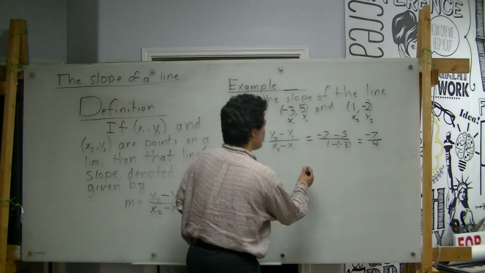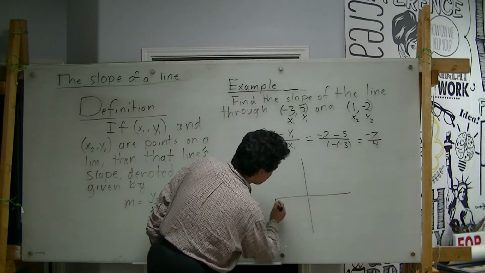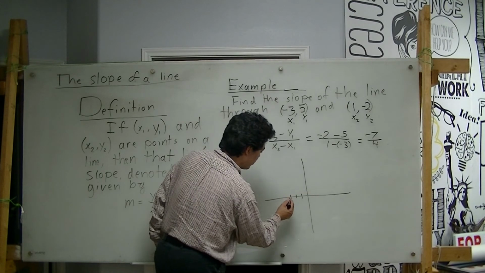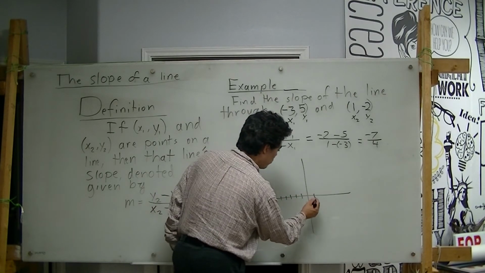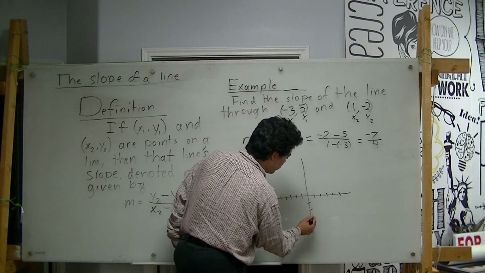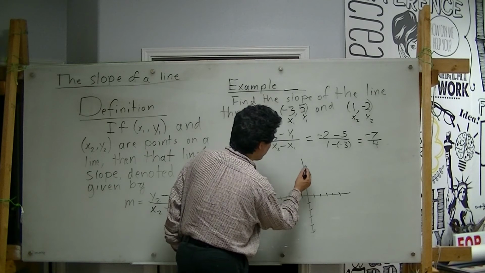So what we're going to do is we're going to draw in our Cartesian plane, as before. Okay? And we're going to put in our tick marks, 1, 2, 3, 4, 5, on each of the axes.